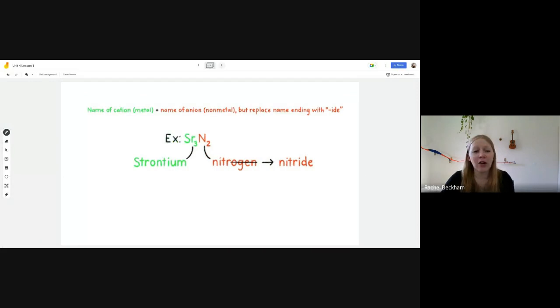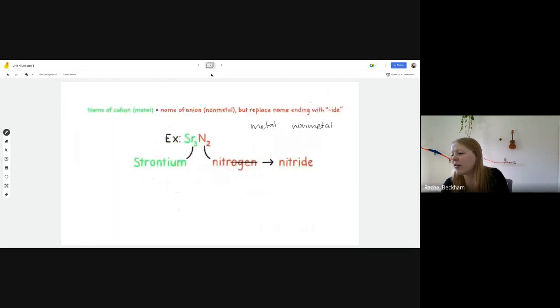When you have an ionic compound, there's a certain way that it's named. Let's look at this example right here. Let's say that you have Sr3N2, and I ask you to name it. Well, first of all, we have to decide, is this an ionic compound? An ionic compound has a metal as the first element and a non-metal as the second. So is Sr a metal and is N a non-metal?